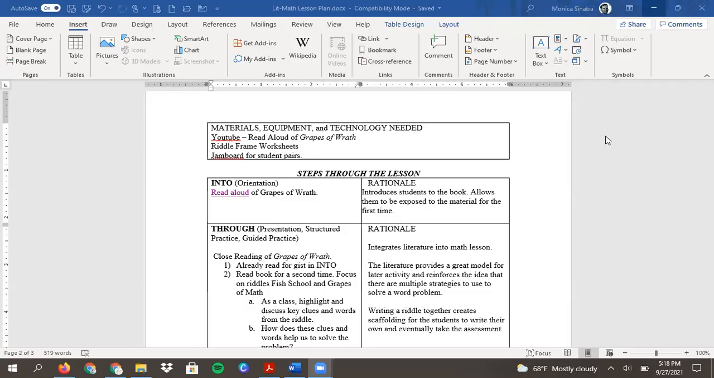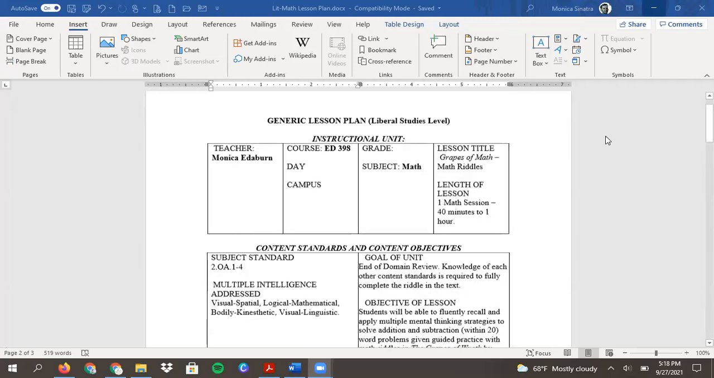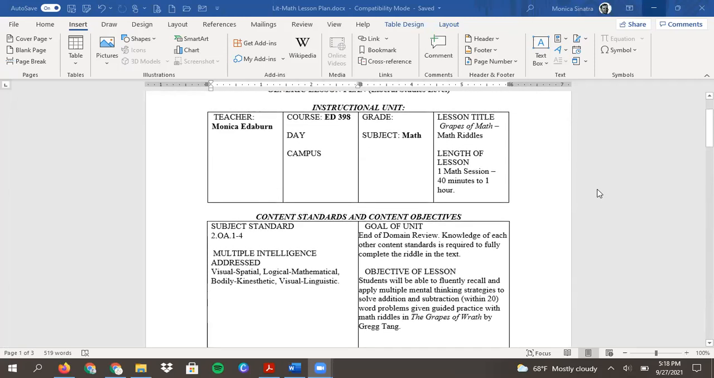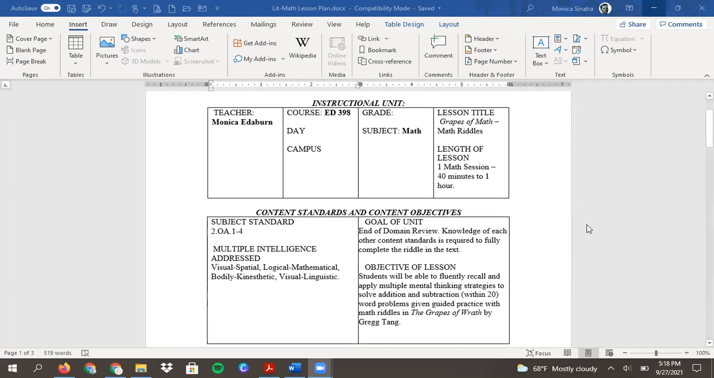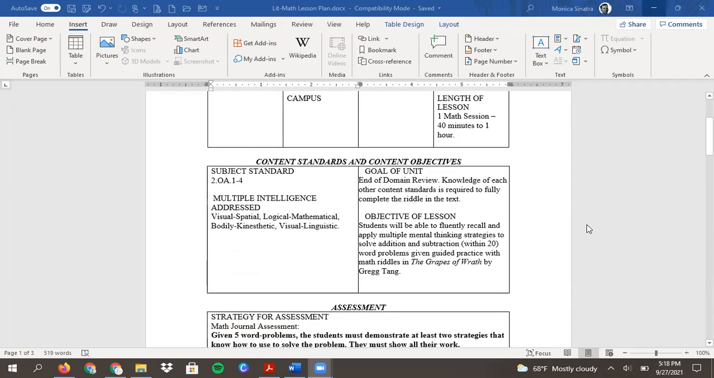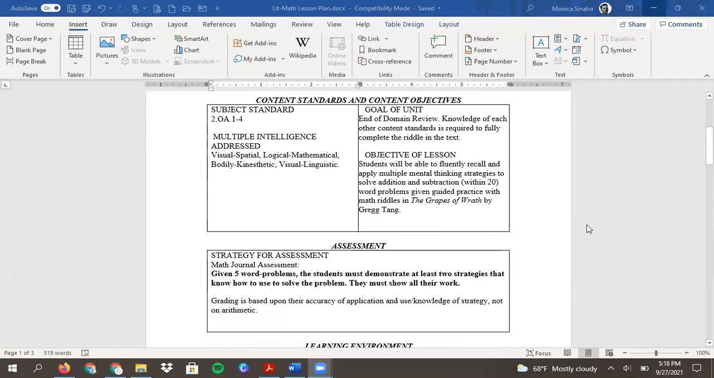And today I'll be showing you my lesson plan for Ed 389. So I chose the book The Grapes of Math by Greg Tang, and the title of my lesson is Grapes of Math, Math Riddles. The length of this lesson can be just one math session, almost as an end of unit review, so about 40 minutes to an hour. But it is flexible, so if your students need less or more time, you certainly can do that as well.